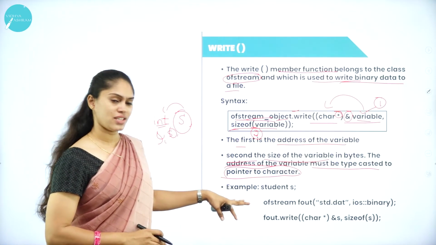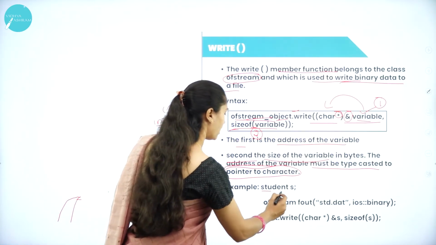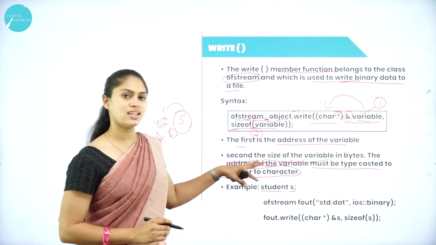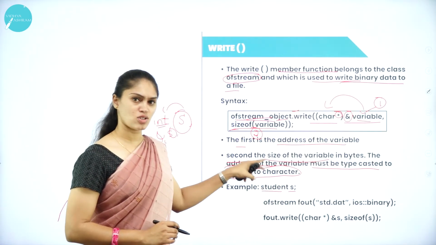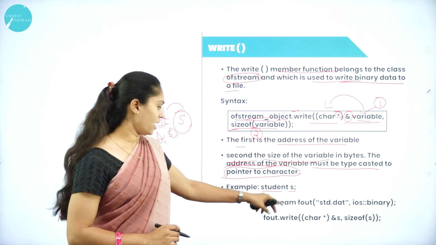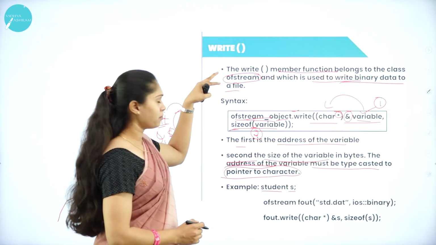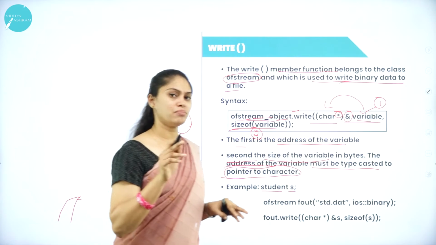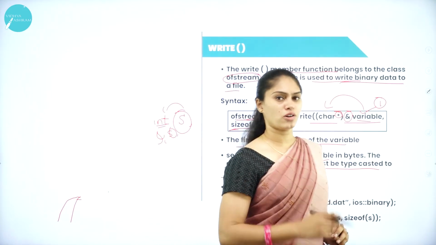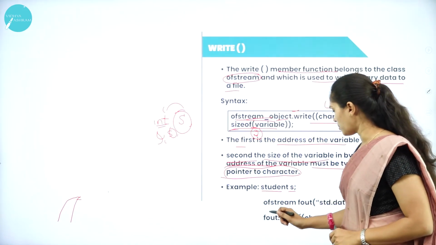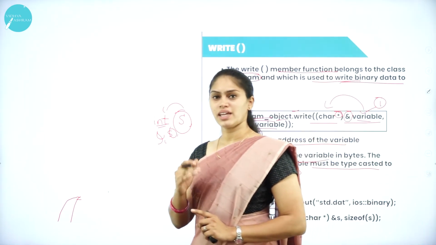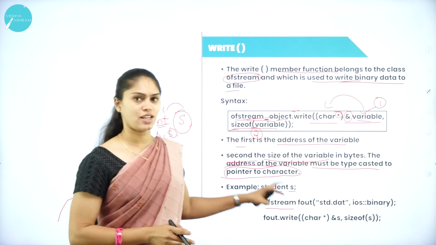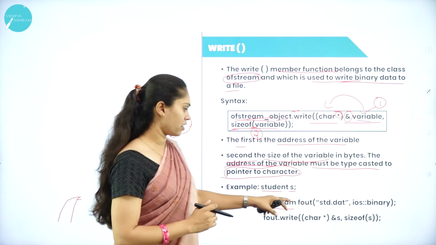Now let us see the example here. Student s. Student is the name of a class. What am I doing? I am creating an object called s, and this write member function belongs to which stream? IF or OF? It belongs to OF, right? So I am creating an object for the OFStream. So OFStream fout. That fout is an object of a class called OFStream.